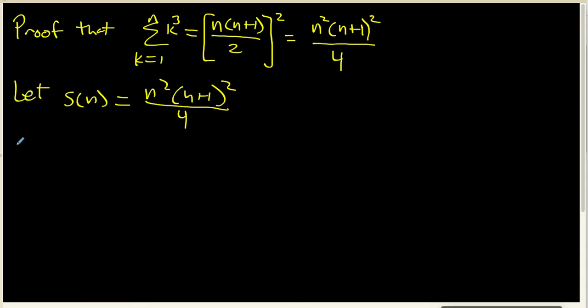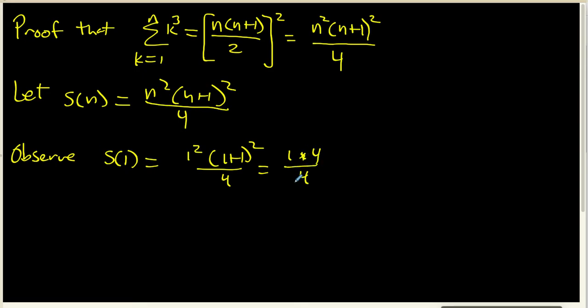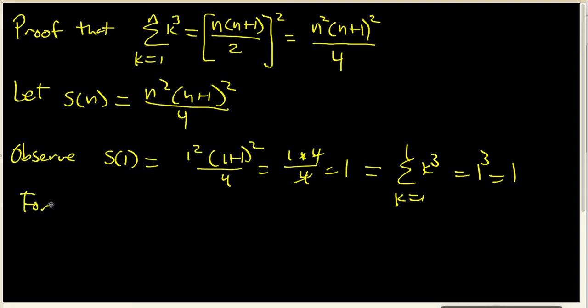And I want to observe that S of 1 is going to be 1 squared times 1 plus 1 squared over 4, and that's going to be 1 times 4 over 4, which of course is a big fat 1. And it's important to note that that is indeed the sum as k goes from 1 to 1 of k cubed, because that would simply be 1 cubed, which is a 1. So our formula works when n is equal to 1.